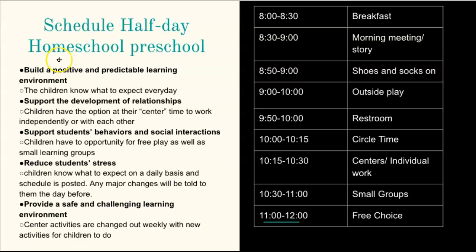So, like I said, they are homeschooled, so their day looks a bit different. To build a positive and predictable learning environment, the children know what to expect every day. Support the development of relationships. Children have the option at their center time to work independently or with each other. There are three children.